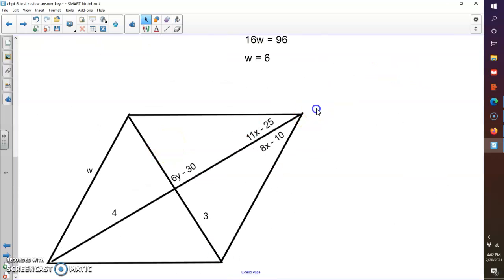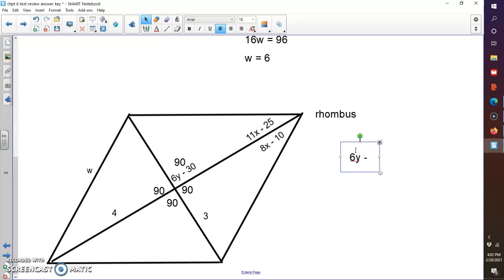For my rhombus, and on the test you'll be told rhombus, I probably should have put that there as well. Right away, all 4 angles in the middle have to be 90. So I'm going to write that down right away, and then I'm going to get my y. This is 90. This is 90. And this is 90. Okay. And now to get my y, it's simply 6y minus 30 equals 90. 6y equals 120, and y equals 20.